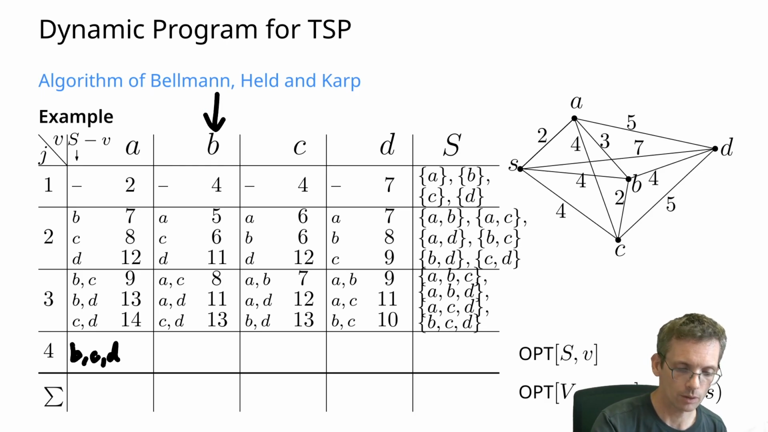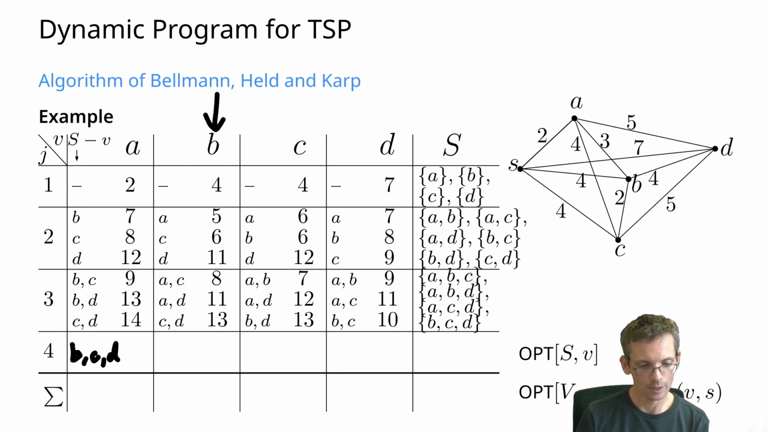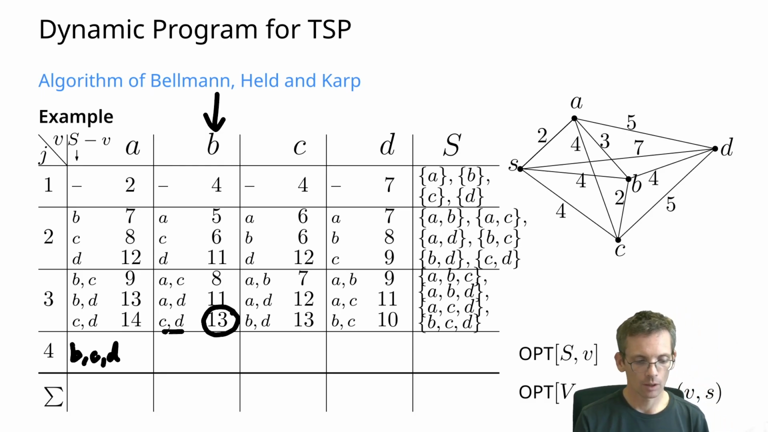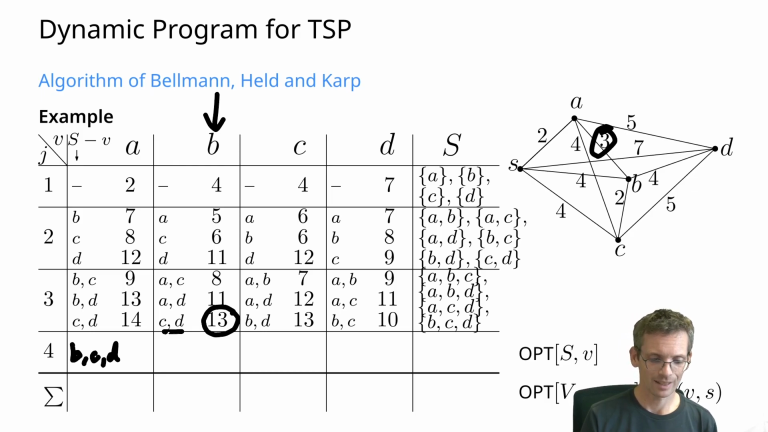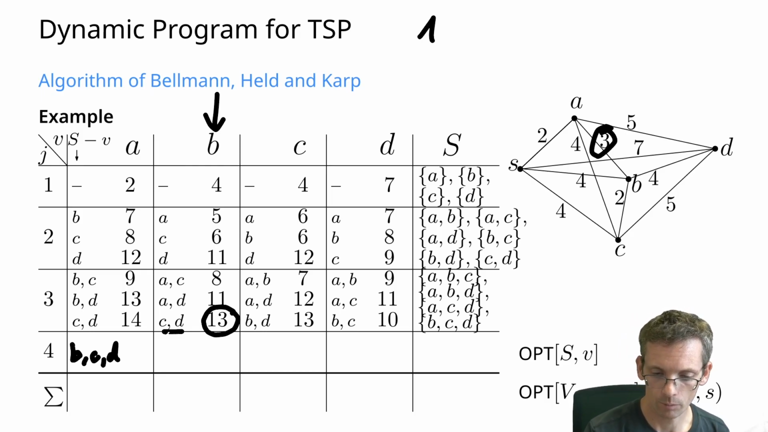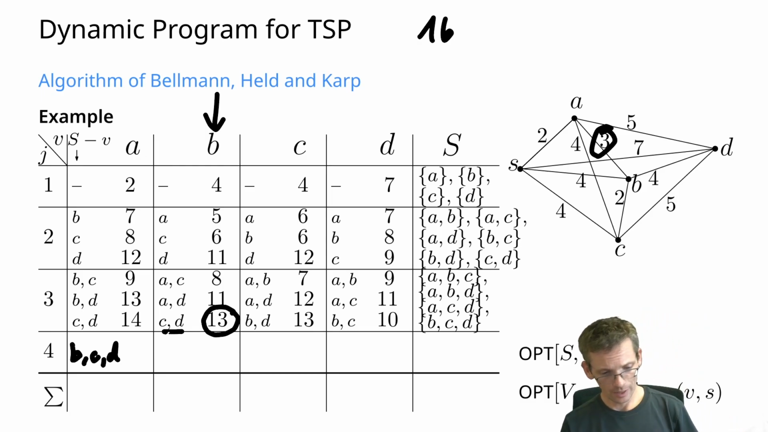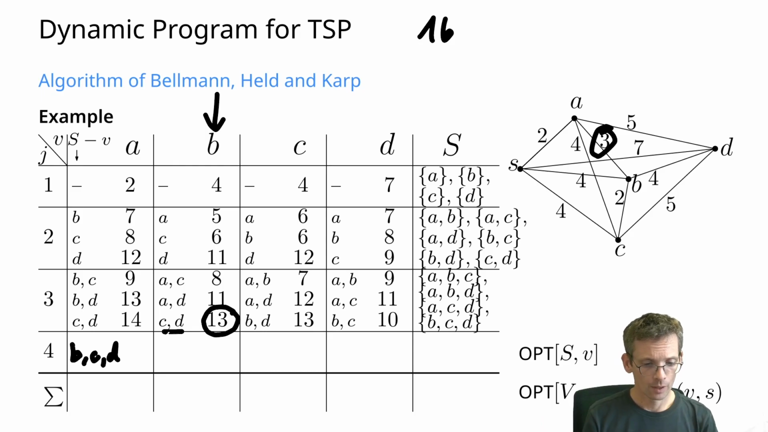So I end on B, I look into this column. I have visited C and D intermediately, that is the entry here. I have a length of 13, and now I have to go from B to A. BA is here, length 3, 13 plus 3 is 16 as one option, but alternatively I could have visited B, C, and D ending on C and then go to A. And then I have to look here, C, B, and D, 13, then go to A, 4. That gives me 17. That's not the good option.